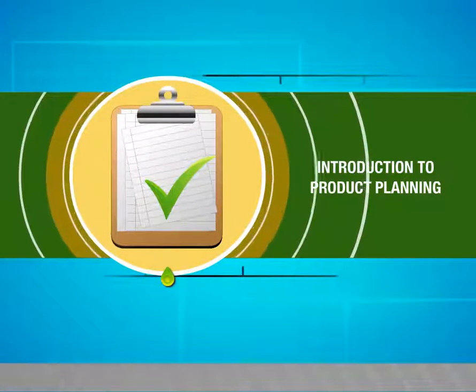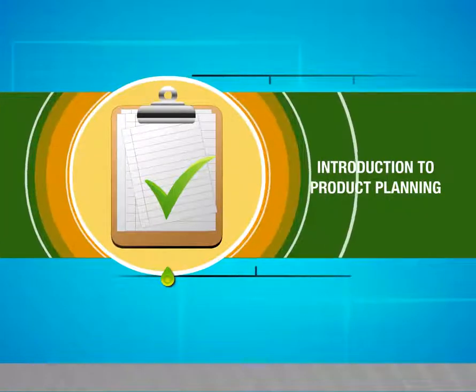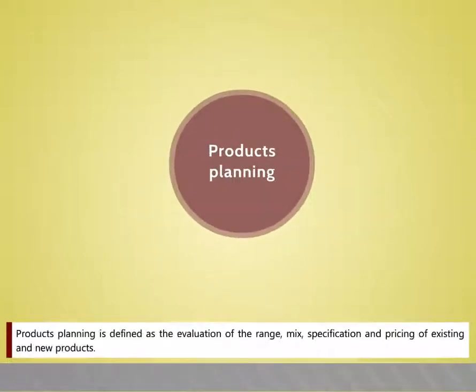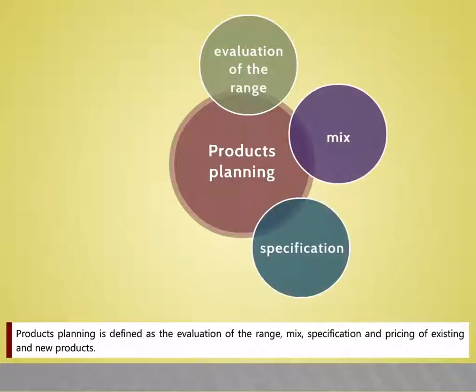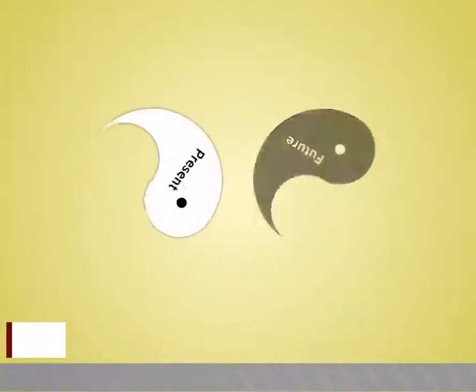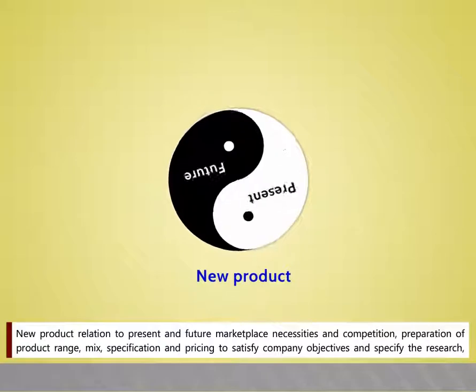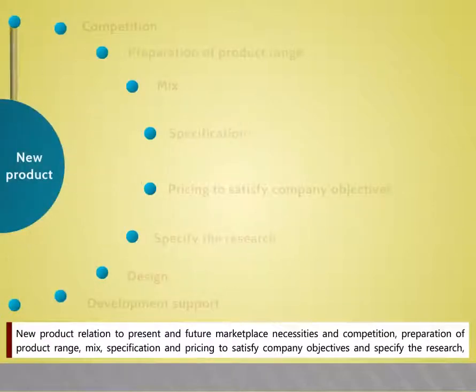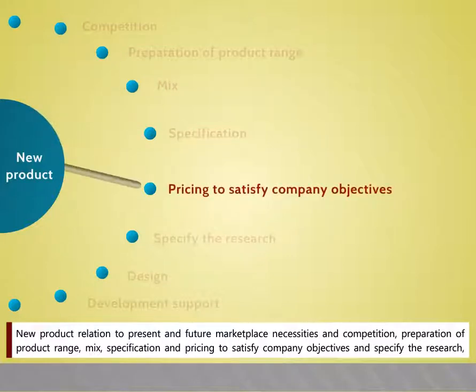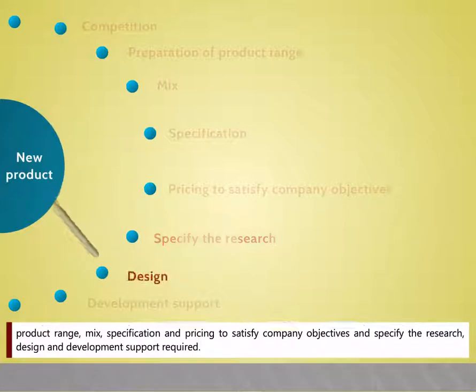Introduction to Product Planning. In this video, we are going to see about Introduction to Product Planning. Product planning is defined as the evaluation of the range, mix, specification and pricing of existing and new products. New product relation to present and future marketplace necessities and competition, preparation of product range, mix, specification and pricing to satisfy company objectives, and specify the research, design and development support required.